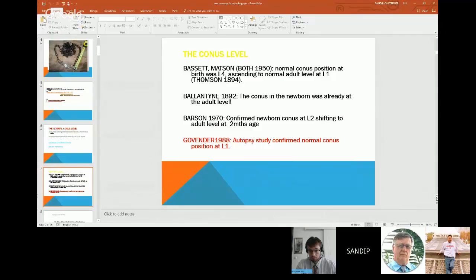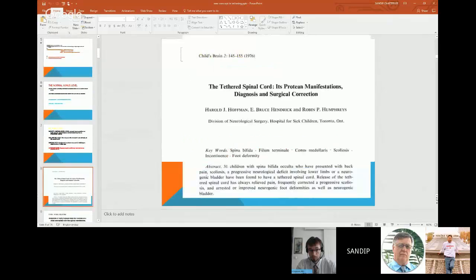In fact, I say there was such a lot of controversy about the level of the conus because long ago it was Mapson that reported that the normal conus level at birth was L4 and that it only ascended to adult level at L1. We now know clearly from MRI and from autopsy studies that the normal conus, in fact, is at L1 at birth. And this has implications when we're going to have to define a newborn with a tethered cord.